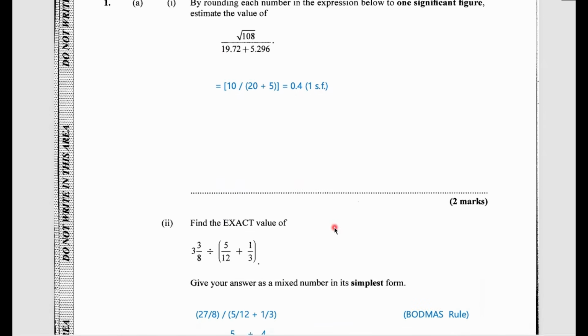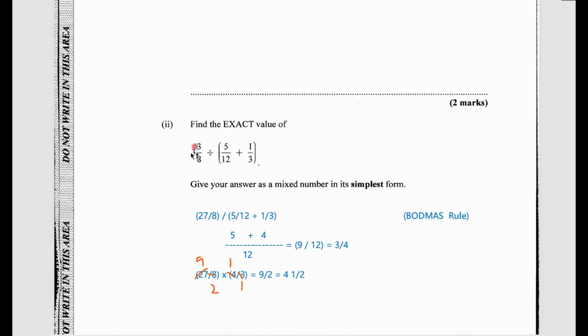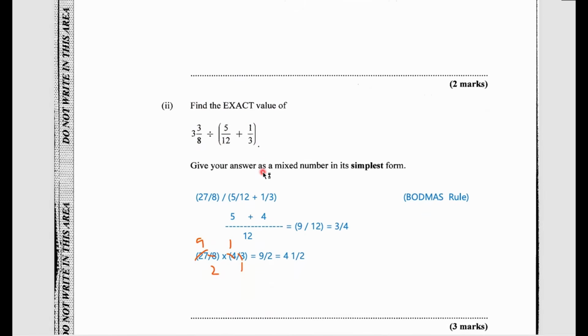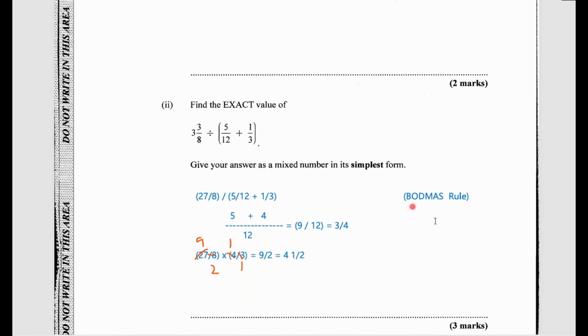All right, going down, part 2, you want to find the exact value of 3 and 3/8 divided by 5/12 plus a third. All this could be done on your calculator, but for the sake of explaining it, as you would know using the BODMAS rule, you work out the brackets first. So 5/12 plus a third. We all know the routine. LCM is 12. 12 into 12, 1, 1 by 5 is 5. 3 into 12, 4, 4 by 1 is 4. When you add it, you get 9 over 12 for this section.